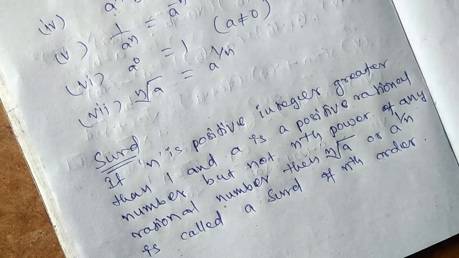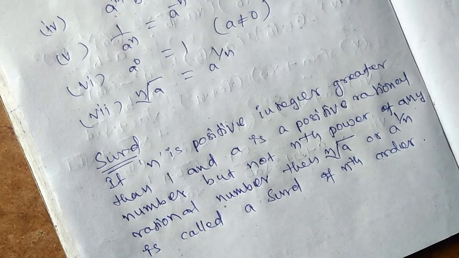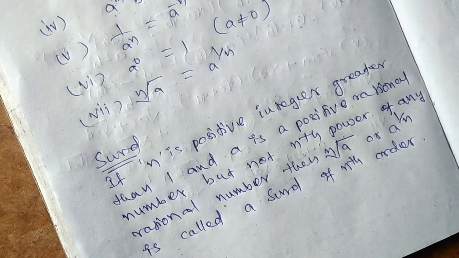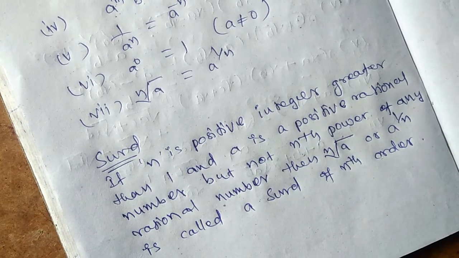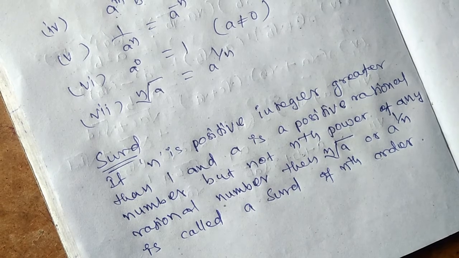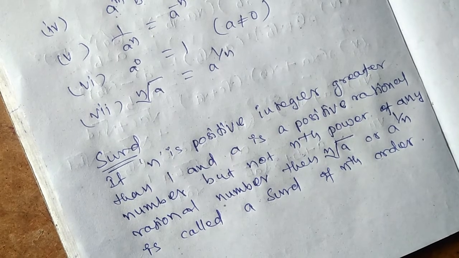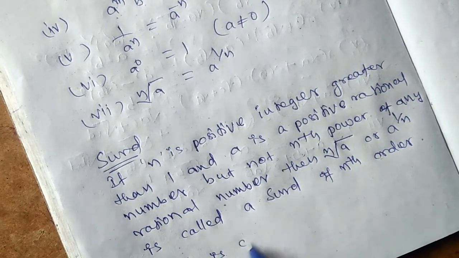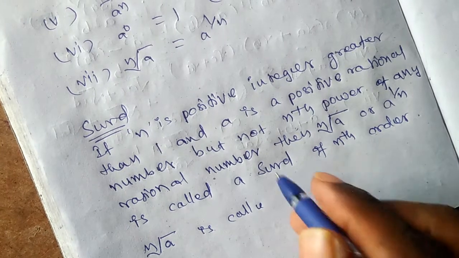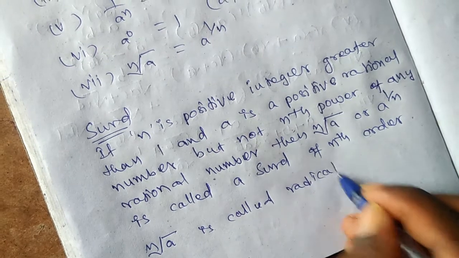What are we saying? n is a positive integer greater than 1, not 1. a is a positive rational number, any rational number, but not the nth power of any rational number. Then nth root of a is a surd. What we call nth root of a is called radical form. Which form is it? Radical form.